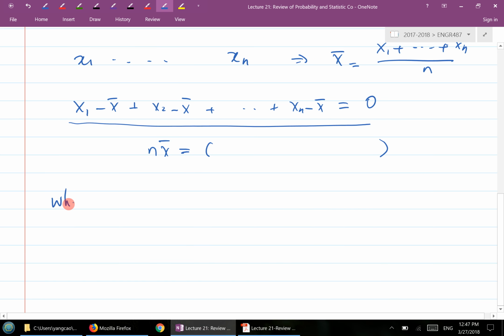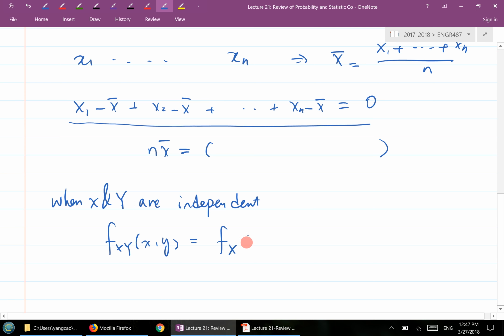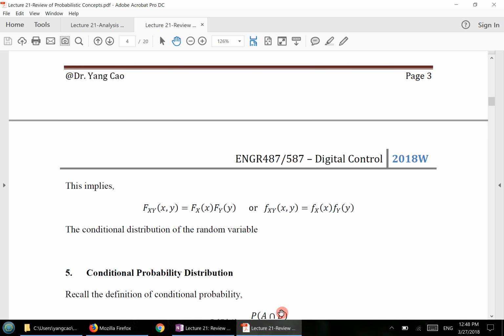So I'll just write down a couple more important ones here. If x and y are independent, because in a lot of situations we deal with, we have many random variables but they are actually independent. That's one thing we might need to use later. So that's independence.